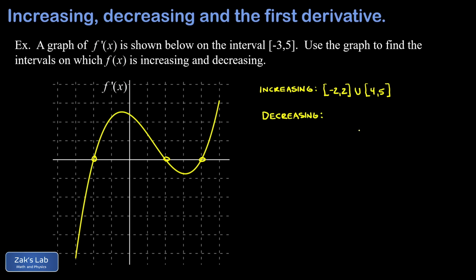And again, the original function is decreasing if the derivative is negative. So on the graph of the derivative, that's just all the intervals where it's below the x-axis. This happens on -3 to -2 and 2 to 4. And we're done with that one.